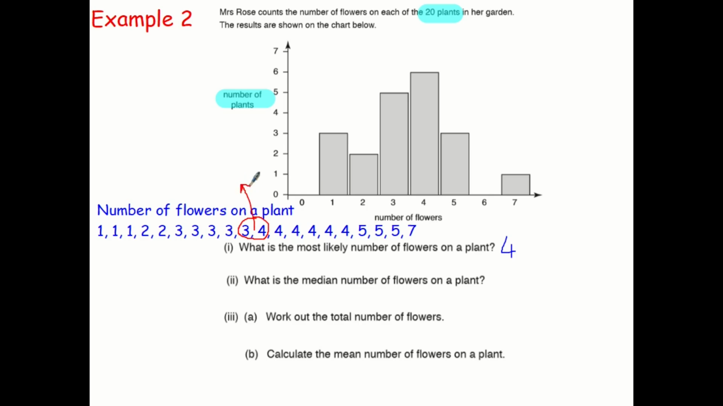And we know that to find the median, if we've got 2 middle values, you're adding them together and dividing by 2, which you might just be able to see straight away is going to be 3.5. And that in itself is a little bit odd because of course you can't get 3.5 flowers on a plant, but there we go, that's the median.